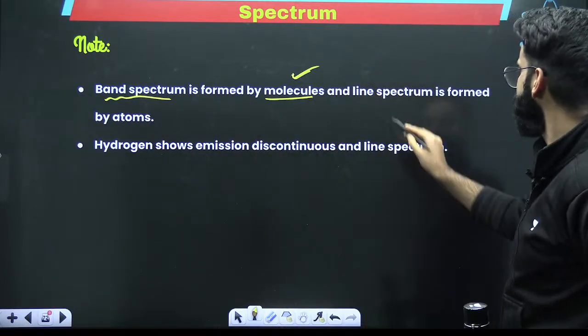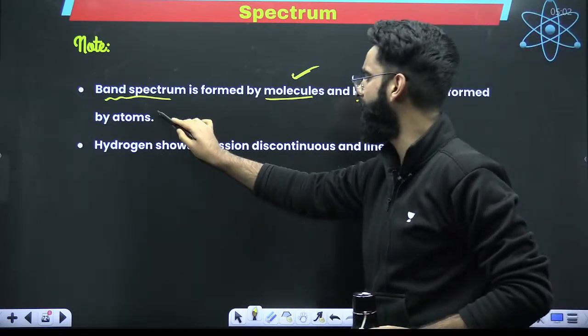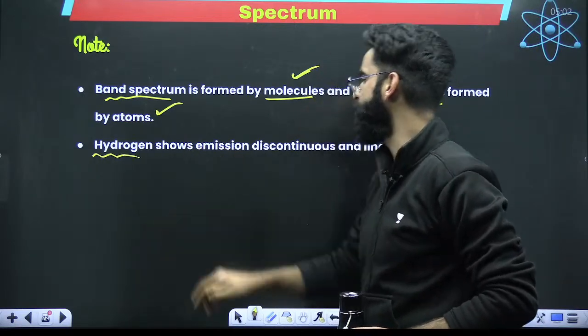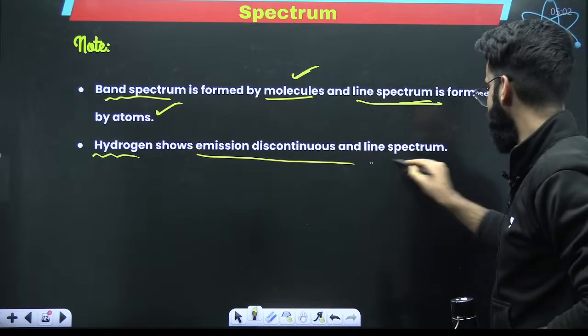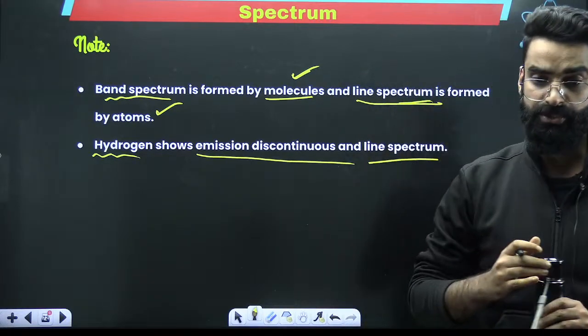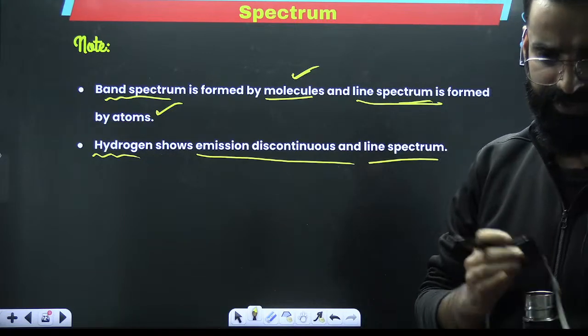Do remember, my dear students, band spectrum is formed by molecules. Molecules are going to form the band spectrum. And line spectrum is formed by atoms. And when it comes to hydrogen, hydrogen shows emission, discontinuous, and line spectrum. Do remember these. They can also be asked, right?